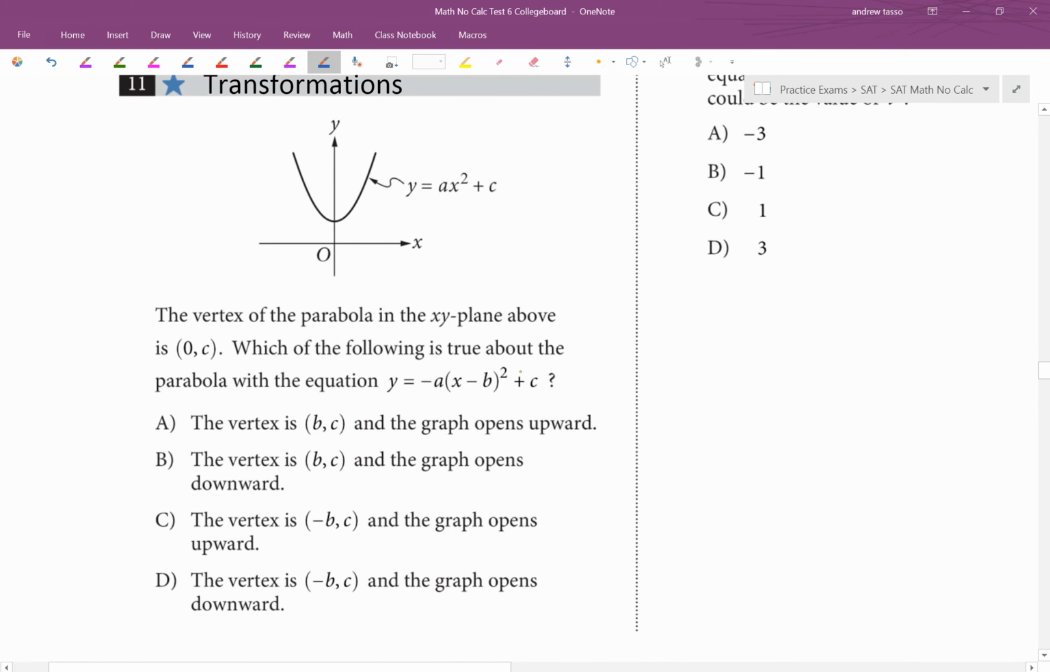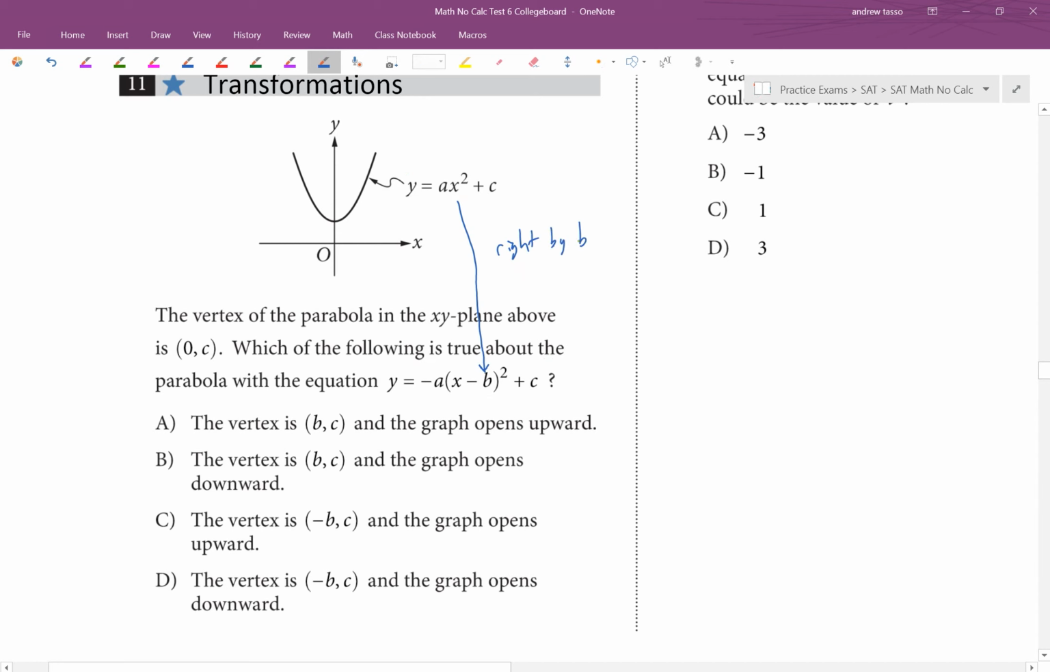Okay, which of the following is true about the parabola with this? Okay, so we're comparing this with this. What we notice right away is that the plus c is the same. So it has the same y-intercept. But this might shift left or right, the graph. So let's see. Yeah, so it appears like this right here is telling us that there's a shift involved. Okay. So this is a shift to the right by b, right?